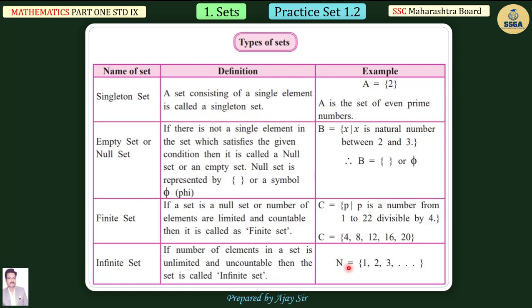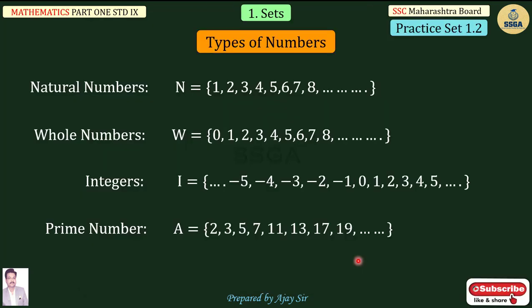So like a set of natural numbers starting from 1, 2, 3, 4. This is one of the examples of an infinite set. Infinite elements or infinite numbers are there. So this set is called an infinite set, student. Similarly, another example of an infinite set is whole numbers, starting from 0, 1, 2, 3, 4 and so on. So these numbers are also an infinite set.